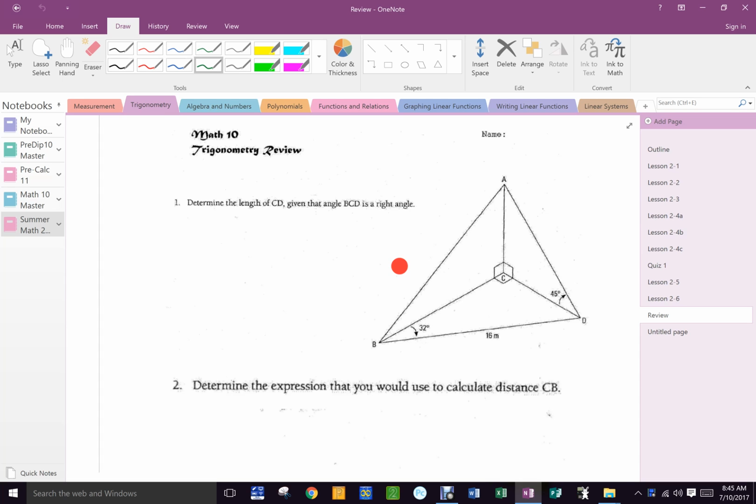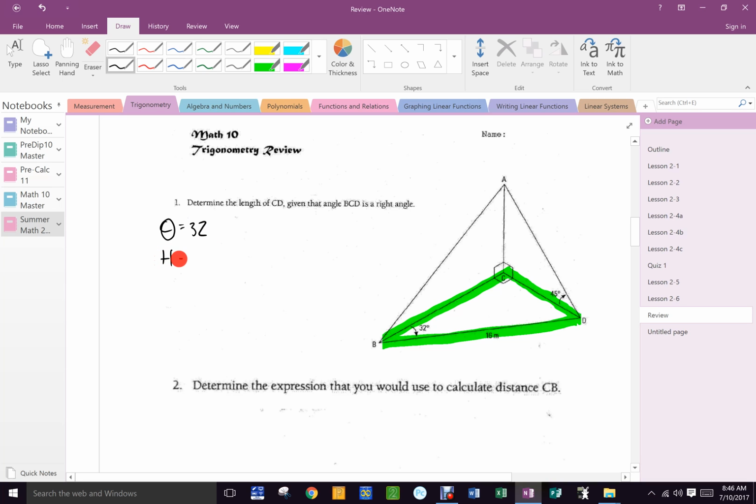Determine the length of CD. Where is CD? Right here. If I'm going to find the length of a side of a triangle, I need a triangle with two pieces of information. That triangle exists right here. The green triangle has two pieces of information: a theta of 32, a hypotenuse of 16, and I need the opposite, which is, I don't know. What uses O and H?